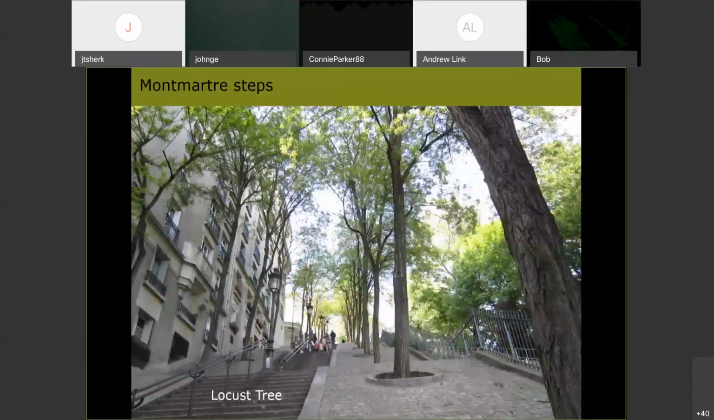The locust tree, imagine this space, these famous steps at Montmartre in Paris. Imagine this space without these trees. It would be completely different. But notice what the trees are growing in. I'm assuming there's a lot of root growth going on underneath all that paving. And I do know that people don't walk on that side. They only use the steps.